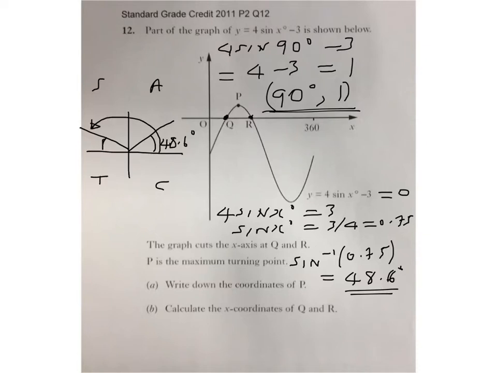So it's going to be 180 degrees minus 48.6 degrees. And that equals 131.4 degrees. So that's our second solution. That's the value for R. So 48.6 degrees and 131.4 degrees.